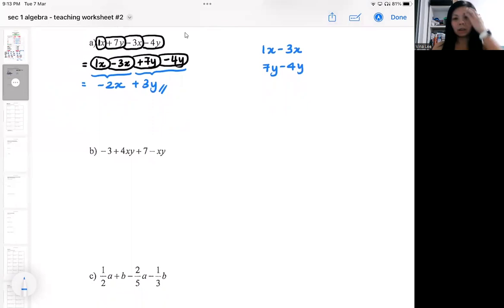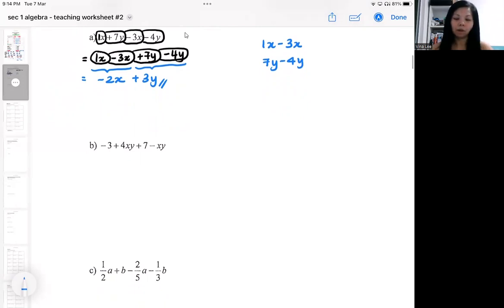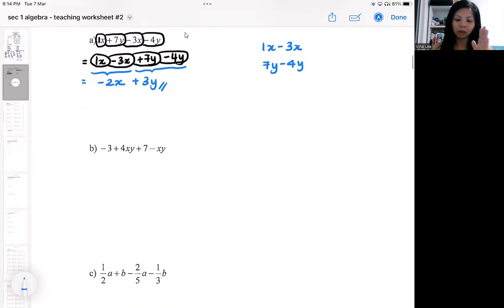Gradually you will find that you may not need to reshuffle. The moment you see them, you can simplify them. That's also fine. Okay. But for a start, I don't want you to make careless mistakes. So reshuffle them first. Reshuffle the same family together.